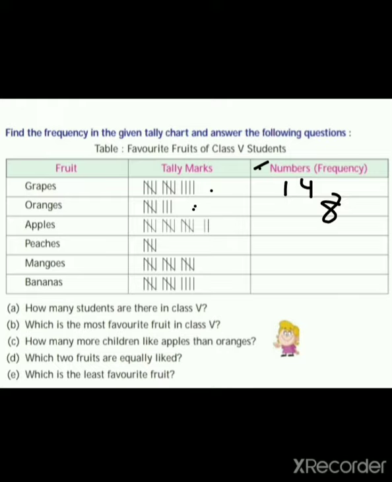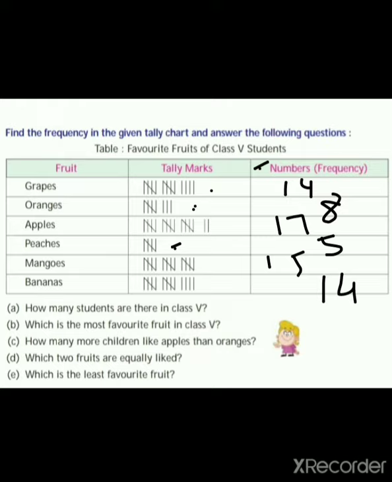Now third, apples. Here 5 plus 5, 10. 10 plus 5, 15, plus 2, 17. So the answer is 17. So apples are liked by 17 students. Now peaches. Peaches are liked by only 5 students because the number is only 5. Now mangoes. Mangoes are liked by 5 plus 5 plus 5, 15. Okay, so mangoes are liked by 15 students. Now bananas. 5 plus 5 plus 4. How much? 14. So bananas are liked by 14 students.